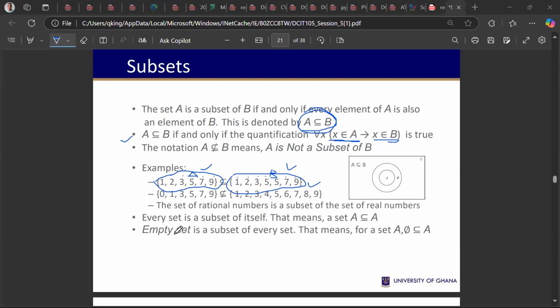Okay, so with this statement, what it means is that, let's look at some examples. So let's say set A is a set.